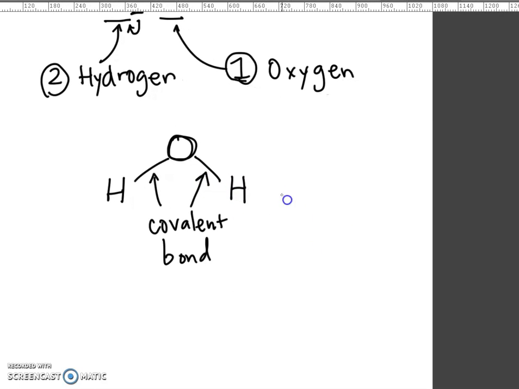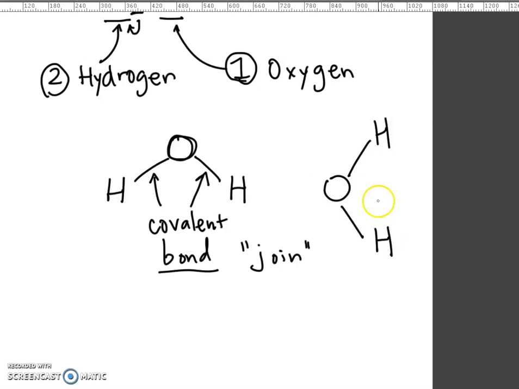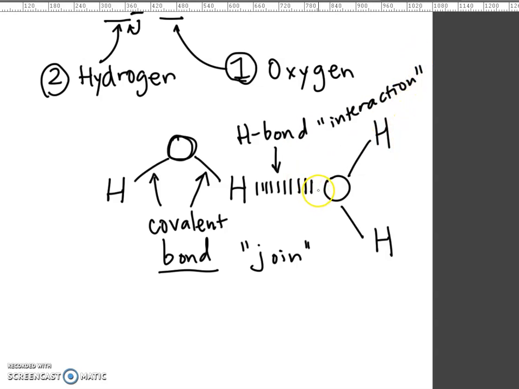Now, the other bond that we talk about is actually not a real bond. Whenever we say bond, we say it's a join. We are connecting them. However, when you have another molecule that is just hanging around nearby, sometimes they can interact. So this interaction is your hydrogen bond, but it's more of an interaction than an actual bond. Now you're going to have to know how to draw these things, and why this hydrogen bond, this interaction, can actually occur.